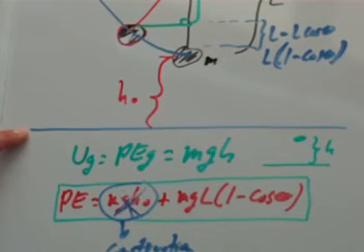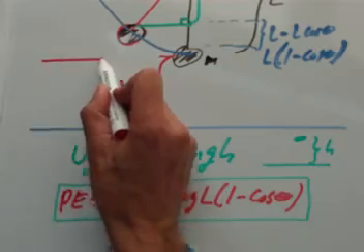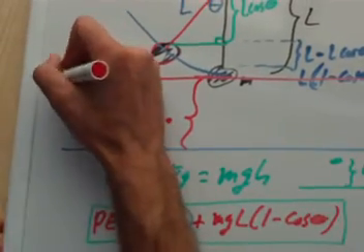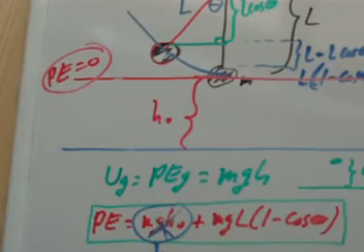So it's not convenient for pendulums to say the ground is where potential energy is equal to zero. What's actually more convenient is to say that this level right here, that red line right there, is where potential energy is equal to zero. And if you do that, then when the pendulum's in its lowest spot right there, that's where it has zero potential energy.